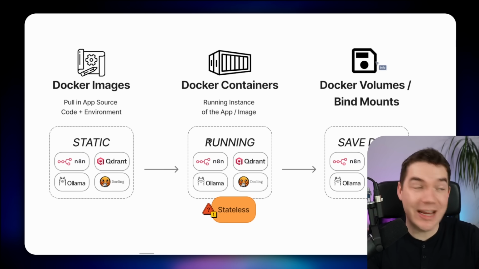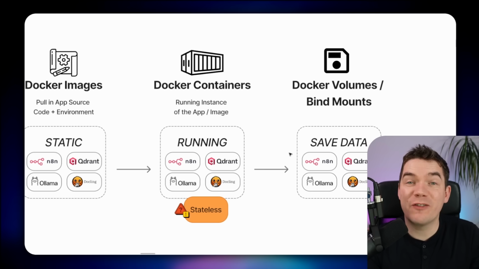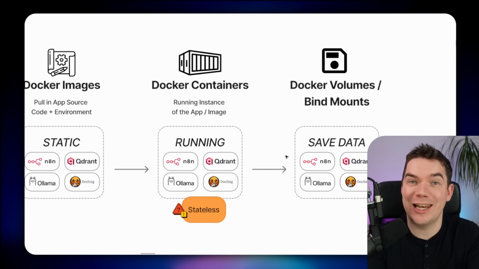And that is a running instance of the static image. And the thing about these containers is that they're stateless. So when you create a container, let's say of N8N, it spins it up from this static image. And when you remove a container, it's essentially destroyed. And any information that was created in it is lost. And this is why you need Docker volumes or bind mounts. So this is a way of persisting or saving the data long term.